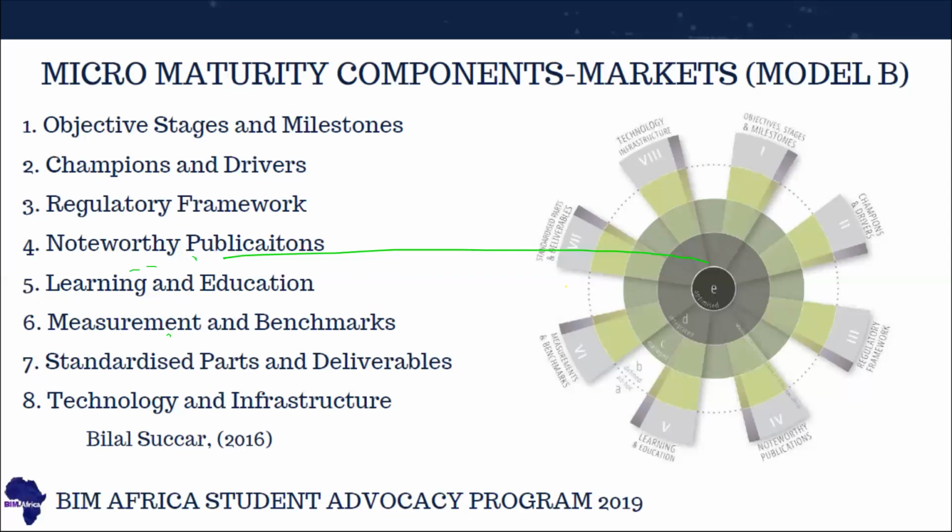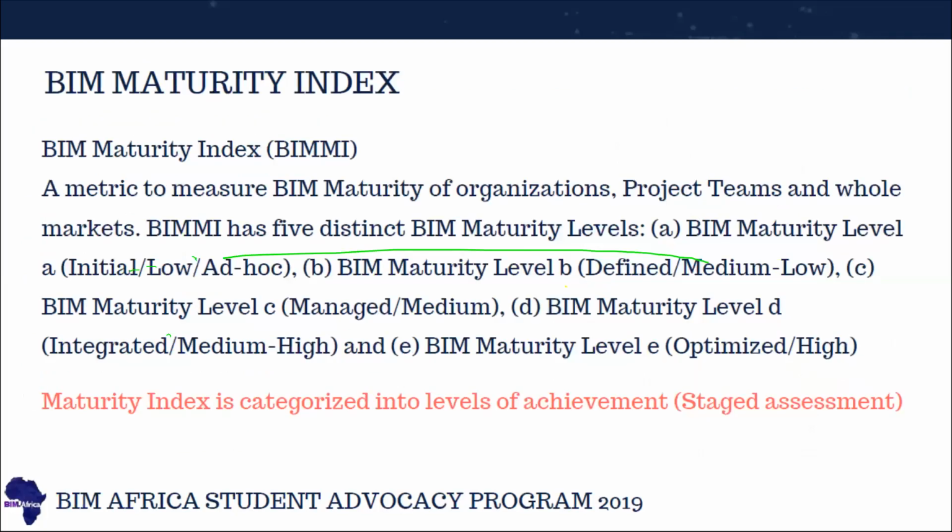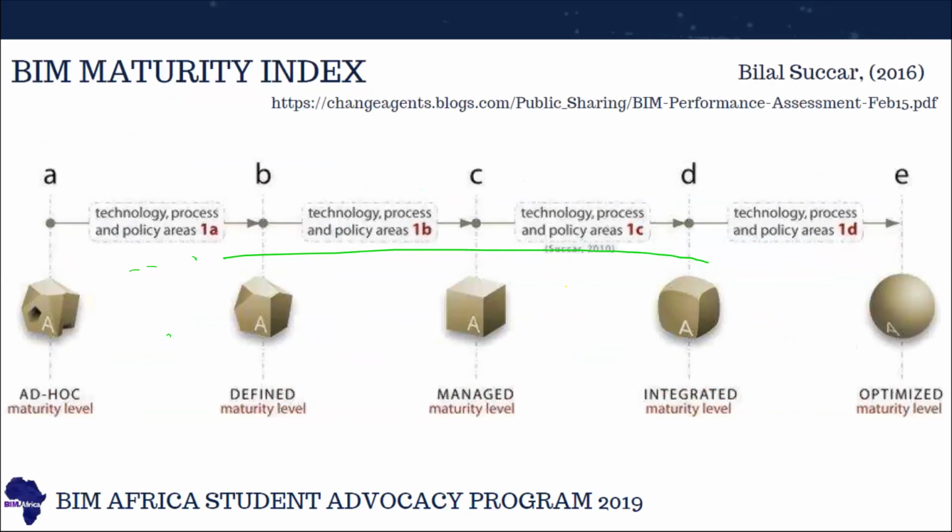It's also defined in the BIM dictionary as a metric to measure BIM maturity of organizations, project teams, and markets. A is a BIM maturity that is low, maybe it's ad hoc. B is BIM maturity that is medium low, and then you have medium, and then medium high, and then high. Okay, in order to understand this, I'll give you a very, very basic example. These are the 5: you do something ad hoc, you do something defined, you do something managed, integrated, and so on.